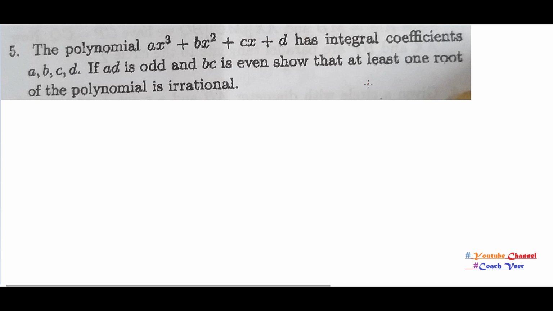In this video we will discuss this question which is being asked on my FB Coach Veer page. The question is: the polynomial ax cube plus bx square plus cx plus d has integral coefficients, meaning the values of a, b, c, d are integers. If AD is odd and BC is even, show that at least one root of the polynomial is irrational. We need to prove it. This question is from an RMO level exam of 2004.